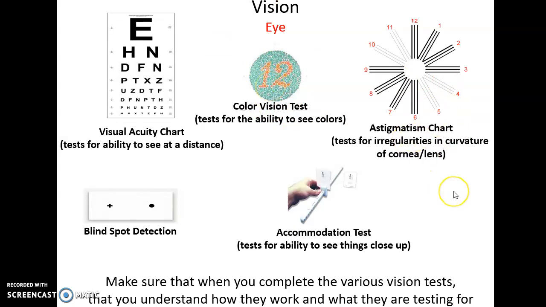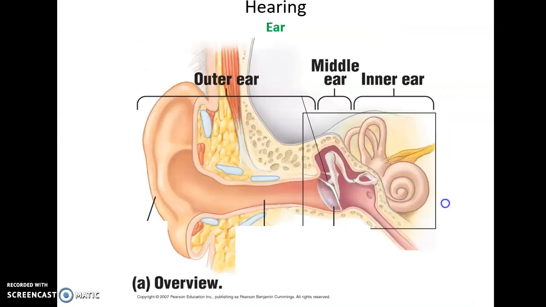There's the astigmatism chart. This is for seeing if someone has astigmatism, that is irregularities in the curvature of the cornea and lens. And there's also the accommodation activity. This is actually testing your near vision, how well you can see things that are close to your face. These are some various tests used for people's vision. You should be somewhat familiar with their names and what they test for.